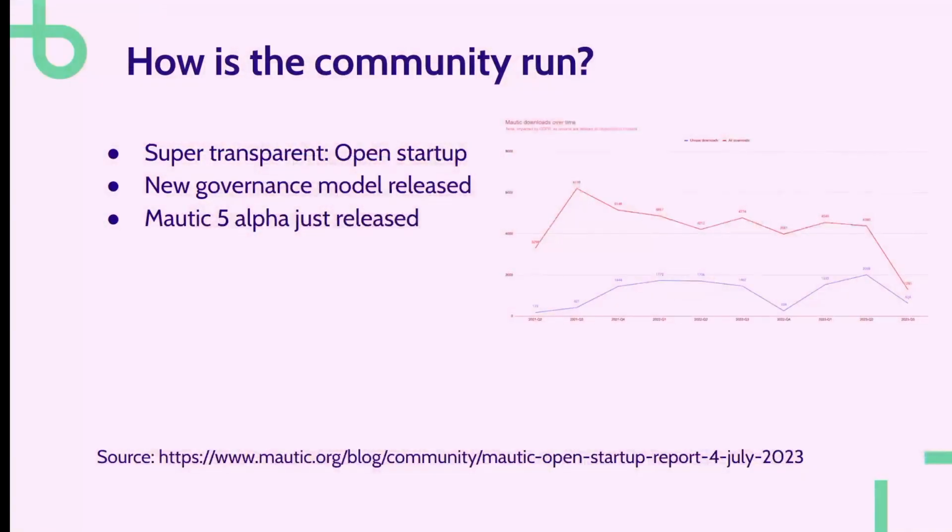Now, let's look at the community a little bit further. How is it run? So it uses the open startup model. Everything is transparent. They use the Open Collective to be their fiscal host. I just heard that they are dissolving. Actually, didn't know that, so it's pretty new. So also the Mautic community will also have to go to another fiscal host. Mautic 5 is released, and every month they're doing a really transparent update on where things are going.